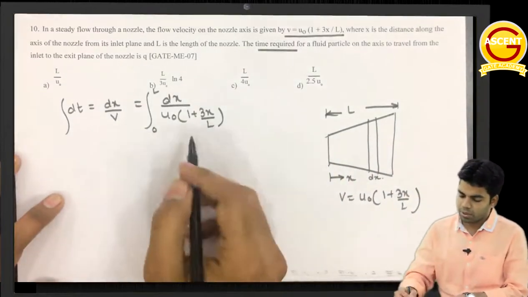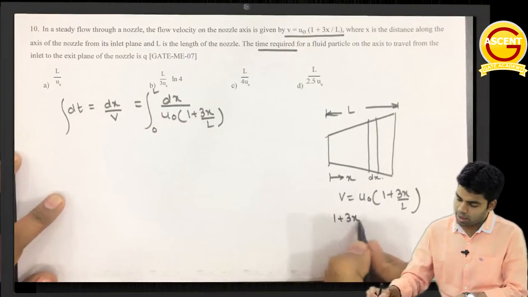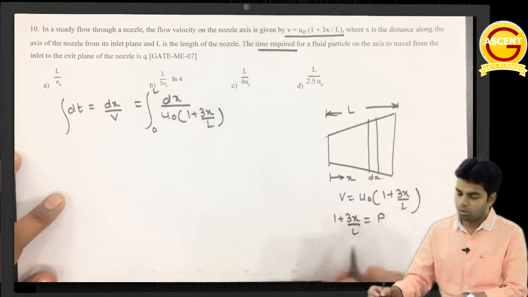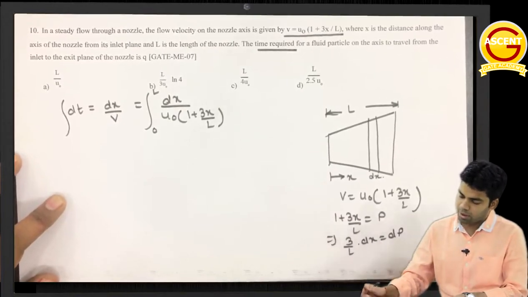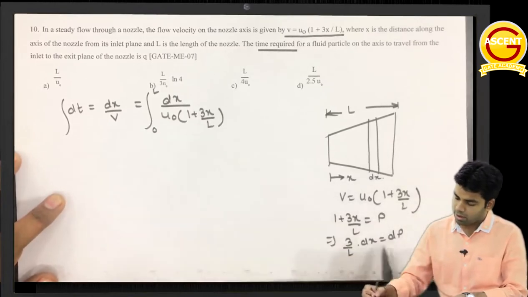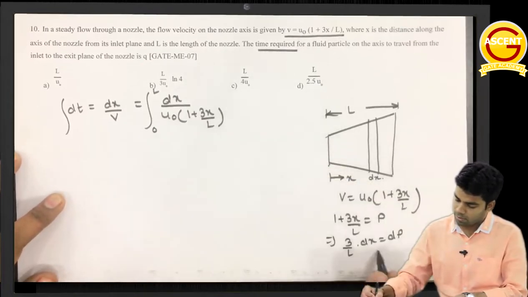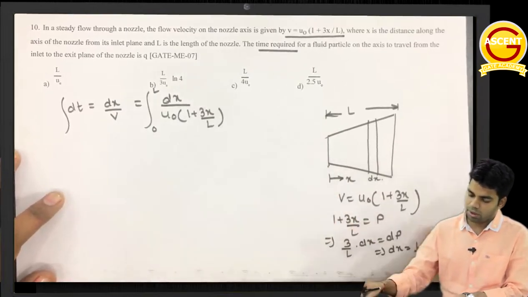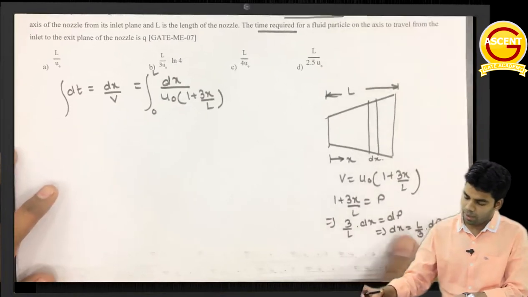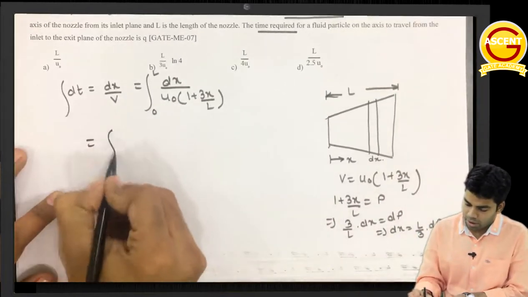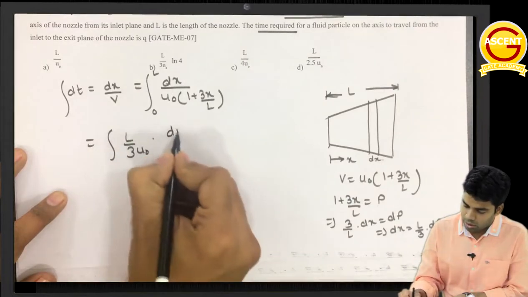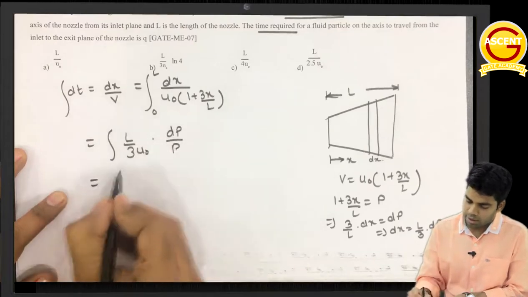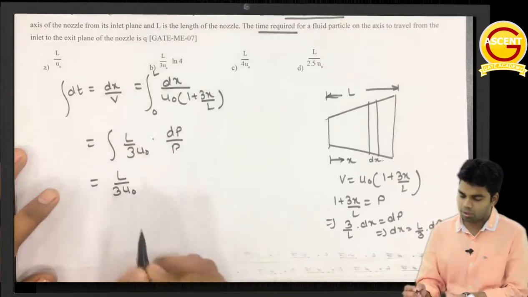Now how can we integrate it? For that, 1 + 3x/L can be taken as p. Then (3/L) dx = dp, or dx = (L/3) dp. Just put the value, dx = (L/3) dp. So this will be the integral of (L/3)(1/u0) dp/p. Further, this can be written as L/(3u0), with u0 taken outside.